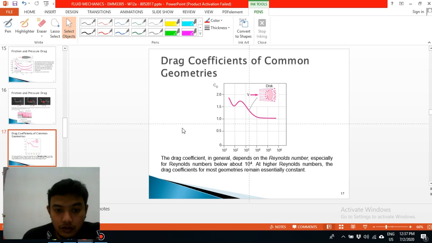Okay, so the drag coefficient in general depends on Reynolds number, especially for Reynolds number below 10 to the power of 4. At high Reynolds number, the drag coefficient for most geometries remains essentially constant. So this one is the graph of drag versus Reynolds number. We can see that when the Reynolds number increases, the drag starts to decrease. Then at one point, when the Reynolds number is higher, the drag becomes constant.